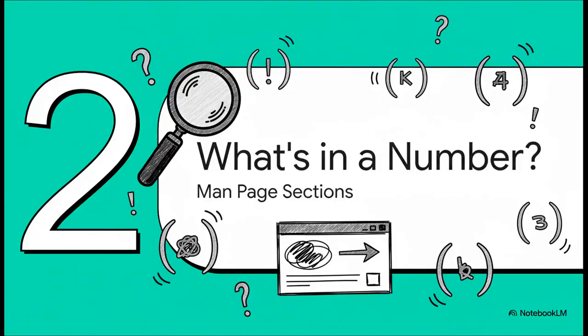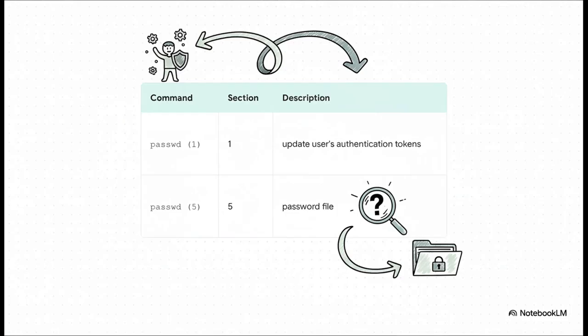Now, as you start using that -k option, you're going to notice something: these little numbers in parentheses next to the results. These are not random. They're actually incredibly important for telling you exactly what kind of thing you're looking at. This is a perfect example. You search for passwd, and you see passwd(1) and passwd(5). I mean, they're the same name, but those numbers, 1 and 5, tell us they are two completely different things.